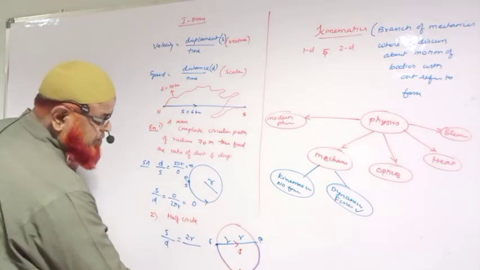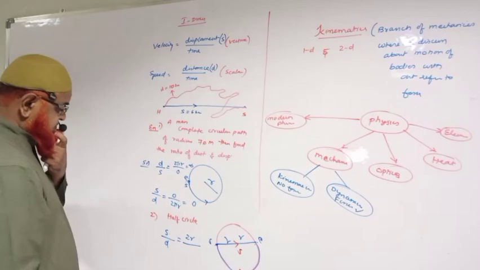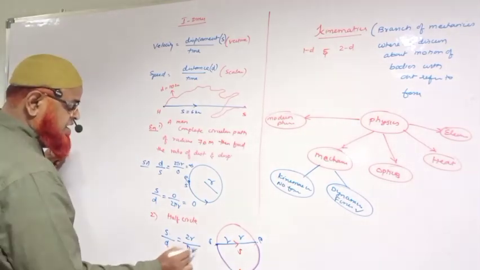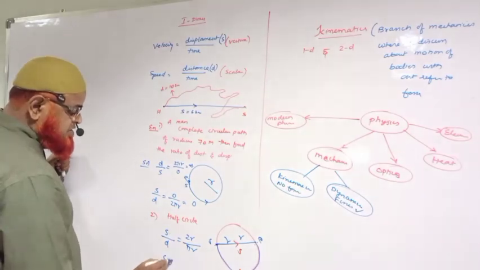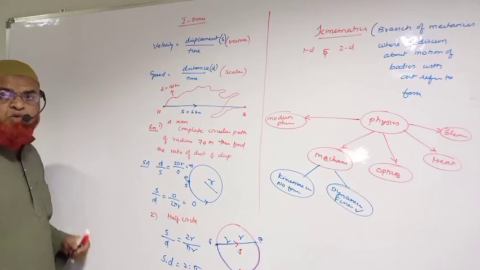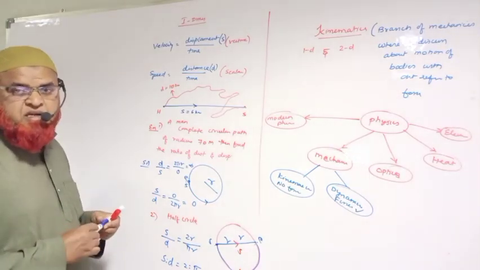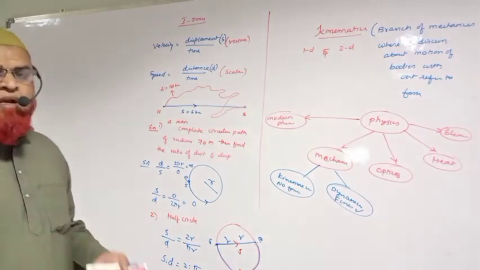So half of a circle means you can write, complete circle is 2 pi r and half of that is pi r. Okay? So the ratio of distance to displacement is nothing but 2 is to pi. 2 is to pi, you can write here. Understood all of you? 2 is to pi, you can write like this.